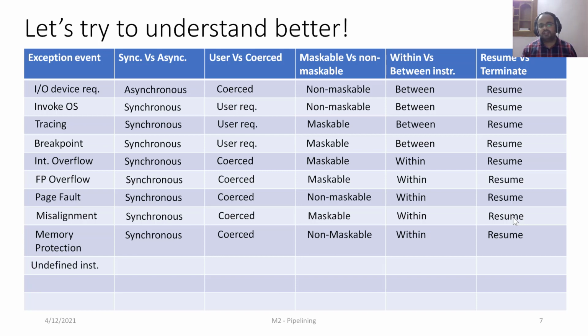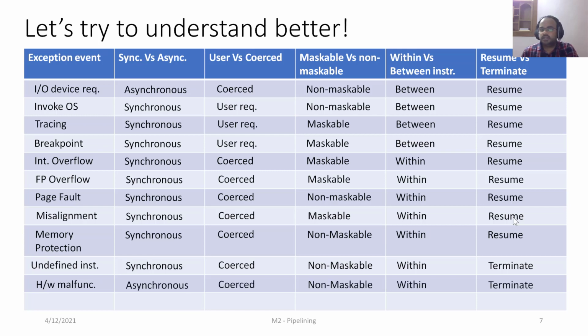An unidentified instruction is synchronous, coerced, and again it is not maskable. Let's say our hardware does not have ADDI type of instruction. Now, if the compiler has generated an ADDI, what will we do, right? In that case, it will throw up a warning saying that ADDI is an unidentified instruction. It will stop the execution. So that's why it belongs to terminating type.